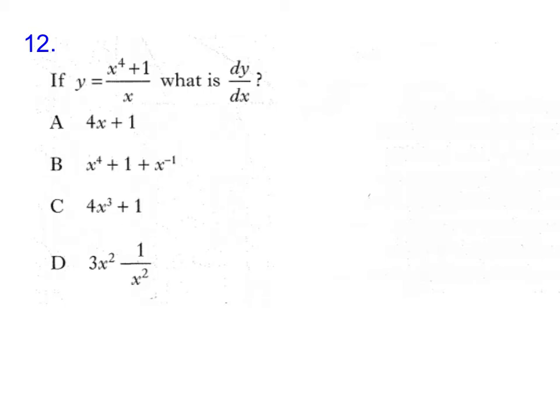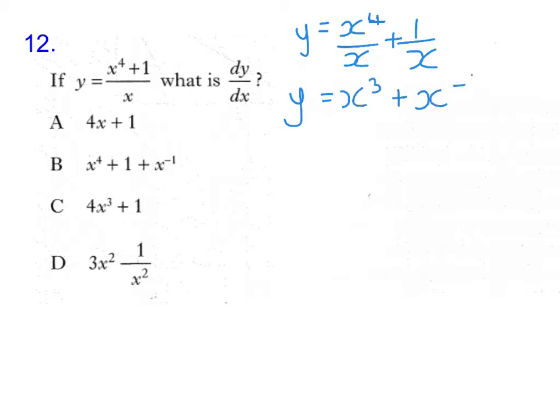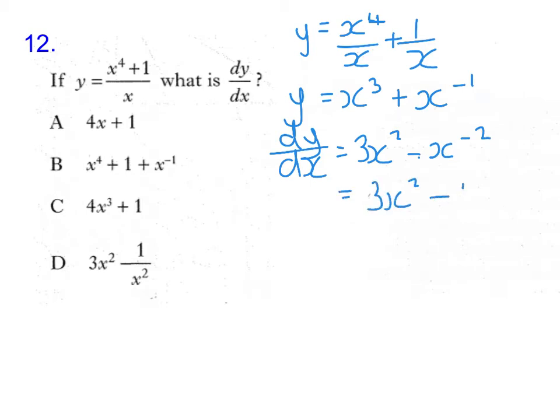Okay, we've been given an expression for y. We need to find dy by dx. First of all, we need to simplify that. So y equals, we're going to break each thing up and write it as each term over x, which gives you x cubed plus x to the negative 1. We're going to differentiate, so we times by the power and lower the power. So 3x squared, and then that becomes negative 1. I don't need the 1 actually. So that becomes negative x to the negative 2. And if you rewrite that, it's 3x squared take away 1 over x squared, which matches up with D.